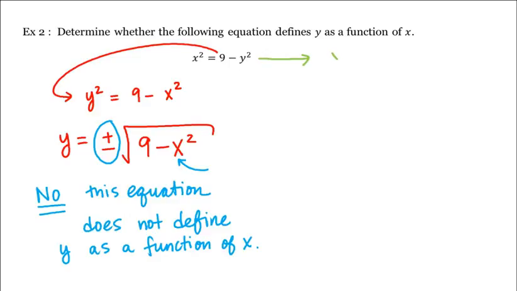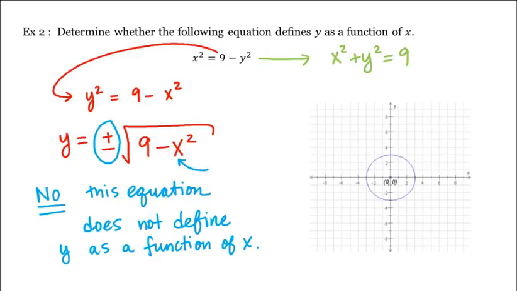If we add x squared to both sides, we get x squared plus y squared is equal to 9. Isn't that just a circle centered at the origin with radius 3? So this is 3. And if we pass a vertical line through this graph, it's going to intersect it in two places, isn't it? Therefore, by the vertical line test, this equation does not define y as a function of x.